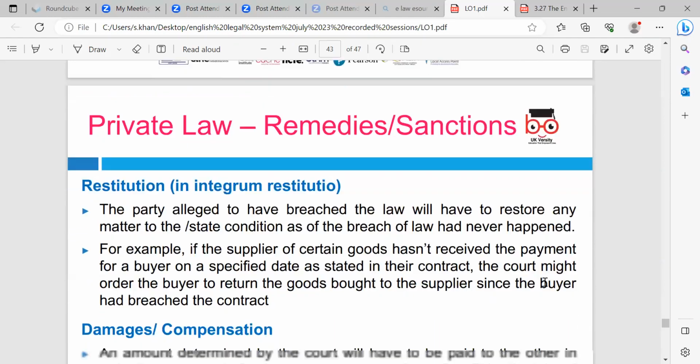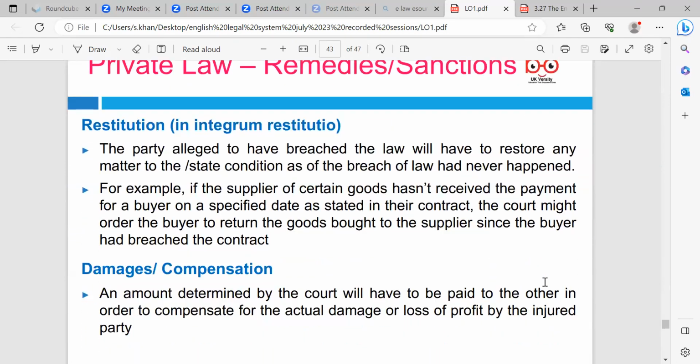Private law remedies and sanctions. So, restitutio in integrum: the party alleged to have breached the law will have to restore the matter to the state or condition as if the breach of law had never happened. For example, if the supplier of certain goods hasn't received payment from a buyer on a specified date, as stated in their contract, the court might order the buyer to return the goods bought to the supplier, since the buyer had breached the contract.